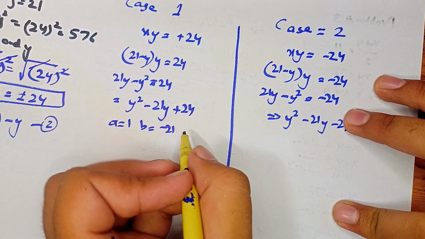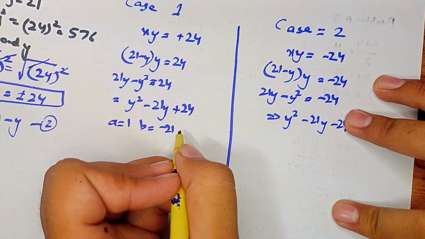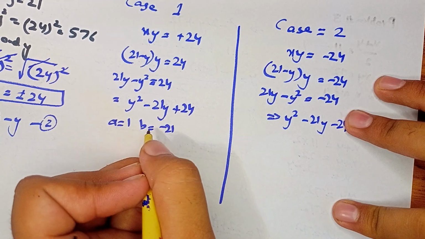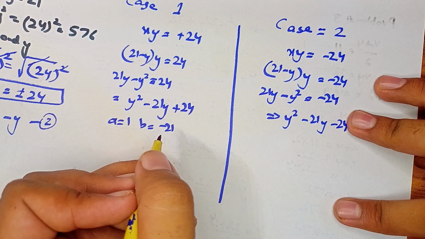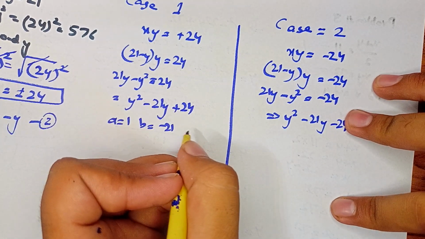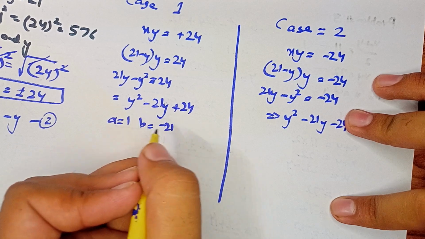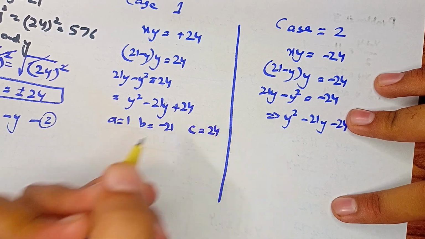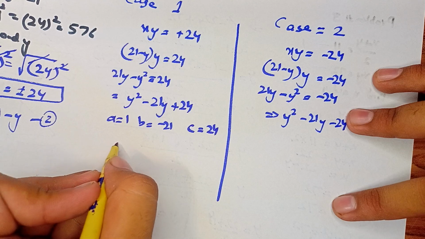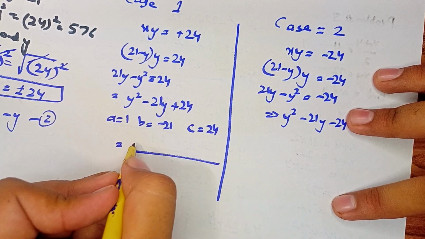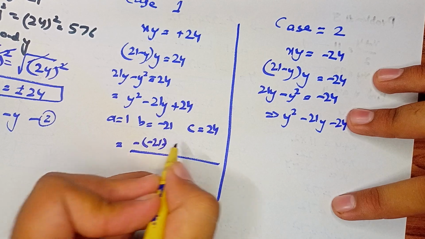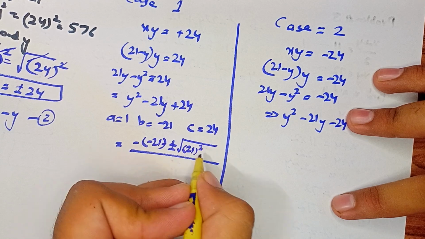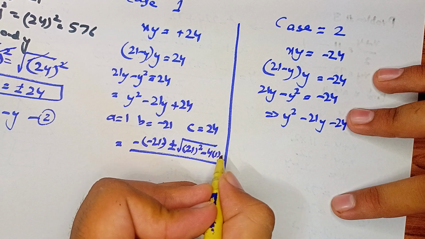This is our quadratic equation, and these are the values of the constants. And y is our variable, so we have to find our variable y. Then we put the constant values in our quadratic formula. We have discussed in our previous videos what the quadratic formula is and how we put these values into it. So put these three values in the quadratic formula: minus b, which is minus minus 21, plus minus the square root of b square, 21 whole square, minus 4ac. A should be 1 and c should be 24.